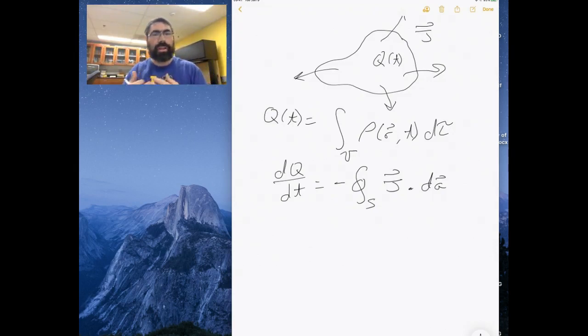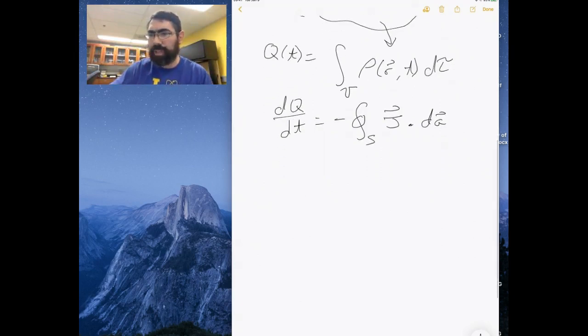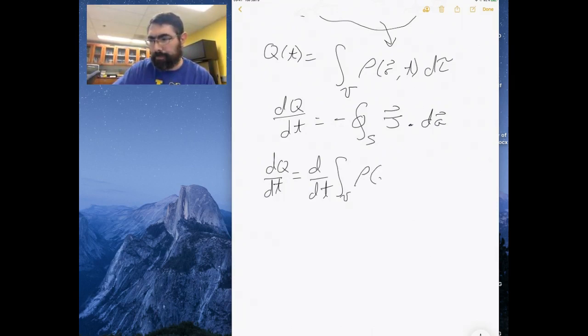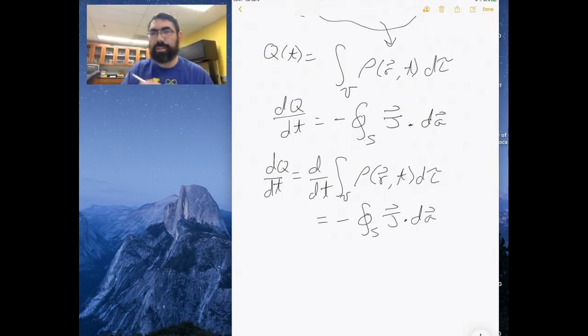So I can take those two concepts and I can relate them. If I've defined Q with the first equation, I can take the time derivative of my first equation like so. And then that should be equal to minus the surface integral of the electric current integrated over the entire area.